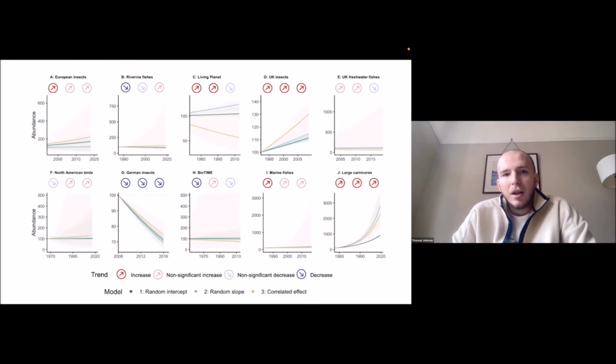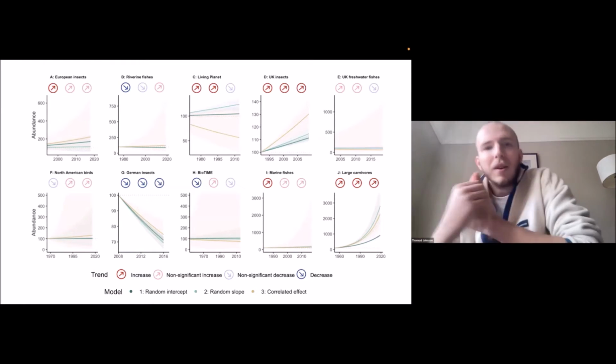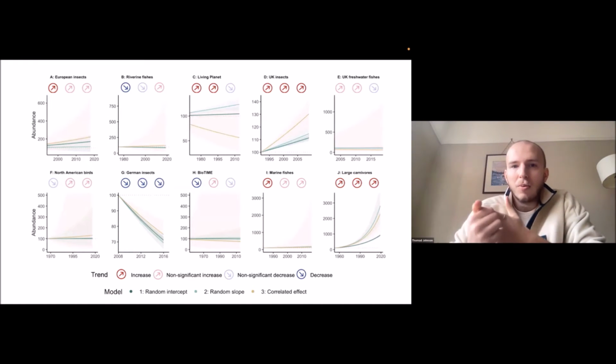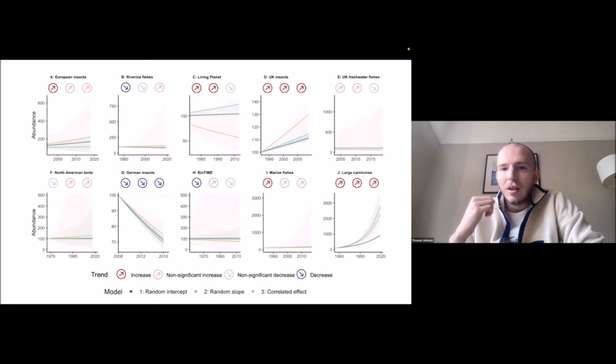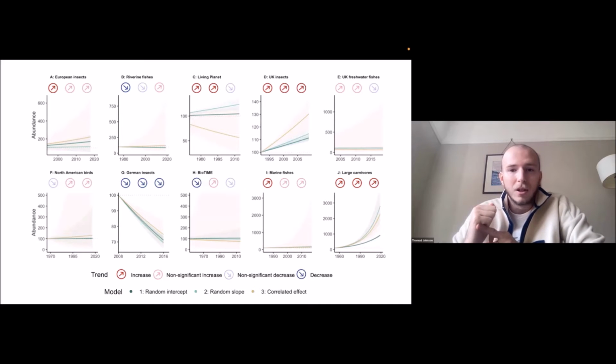But as I mentioned earlier, we're not only expecting this uncertainty to be underestimated, we also expect to see changes in the mean trend. For instance, if you look at the Living Planet data, which is panel C, we can see that under the random intercept model, we have a significant increase. On the random slope, we have a significant increase. And then under the correlated effect, we end up with a non-significant decrease. So we're seeing really substantial changes in inference of these high-profile data sets that have been super influential within policy, academic circles, and the public's understanding of biodiversity change.